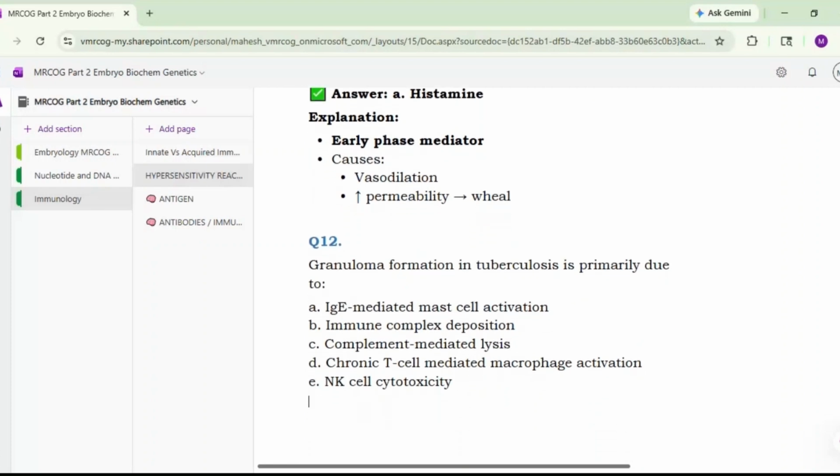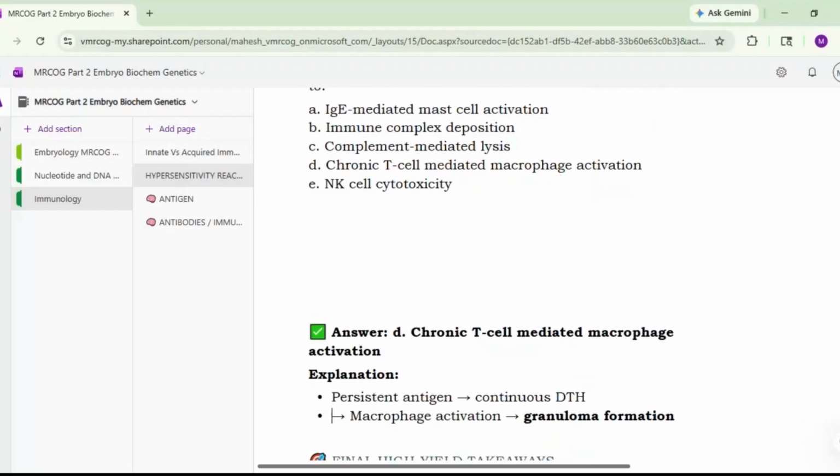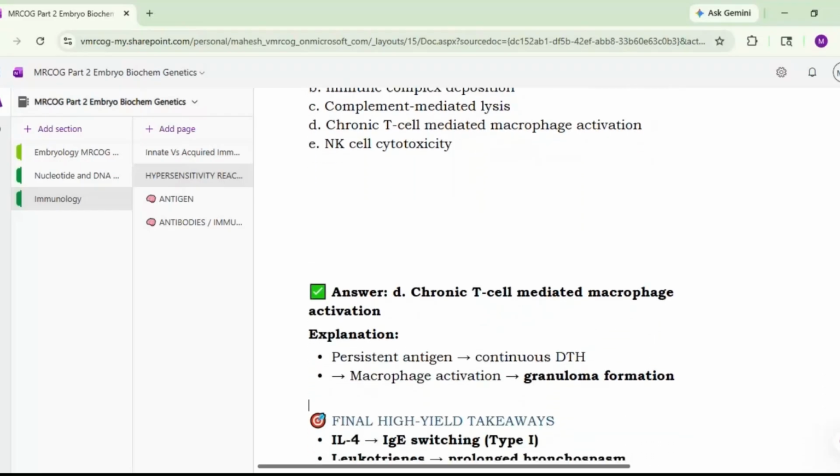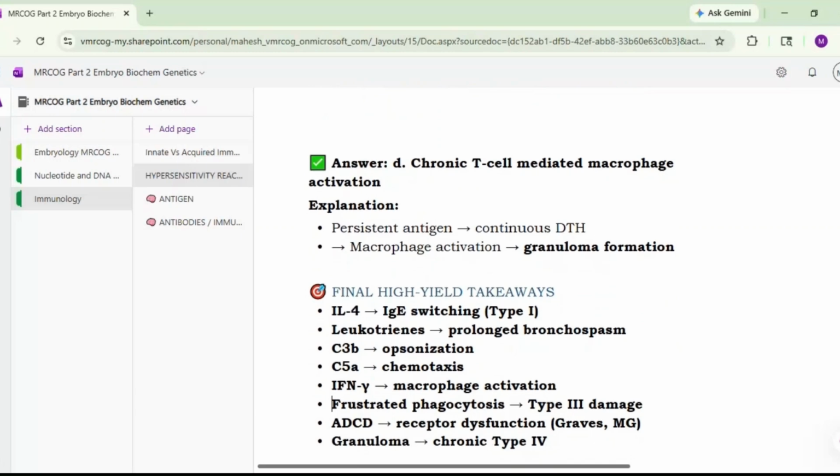Next. Granuloma formation in tuberculosis is primarily due to IgE-mediated mast cell activation, immune complex deposition, complement-mediated lysis, chronic T-cell mediated macrophage activation, or NK cell cytotoxicity? Sir, option D, chronic T-cell mediated macrophage activation. Persistent antigen leads to continuous DTH stimulation, leading to macrophage activation and granuloma formation.